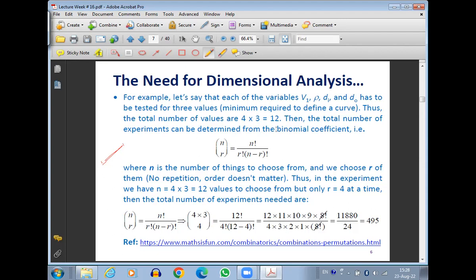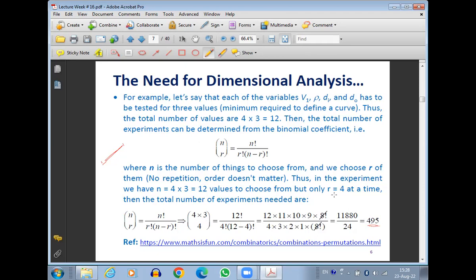Then the total number of experiments can be determined by the binomial coefficient, nCr, which is n factorial divided by r factorial times n minus r factorial. If we put in the values, it comes out to 495 experiments needed to find out the dependence of pressure drop on these variables: velocity, density, and the 2 diameters. So a lot of experiments are needed.